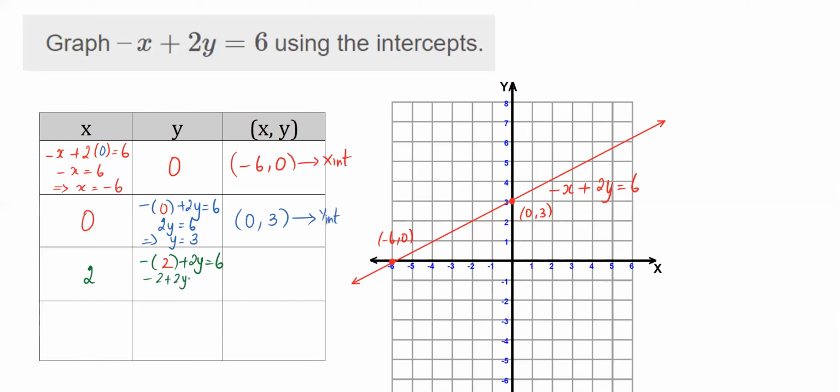-2 plus 2y equals 6. So you're going to add 2 to both sides. Sorry, it's all tiny there, but I'm trying to squeeze it in. 2y equals 6 plus 2, which is 8. That means you divide both sides by 2, y equals 4. So the third point I get is 2, 4. If 2, 4 lies on this line, I know that I did it right.